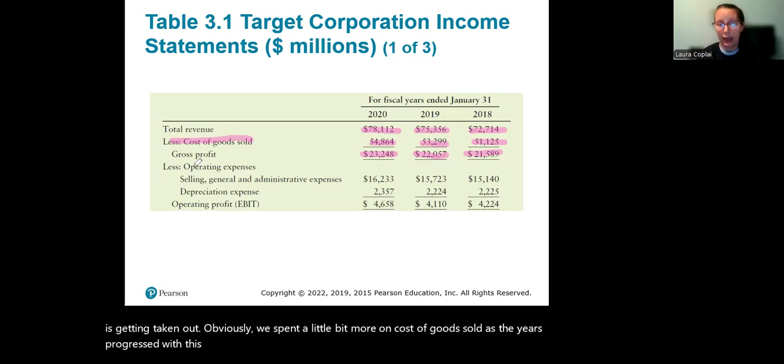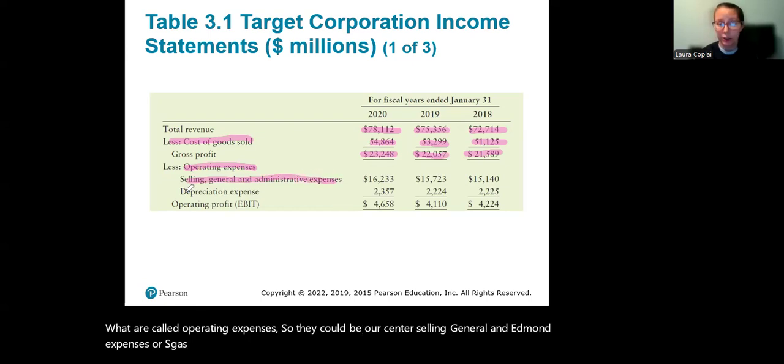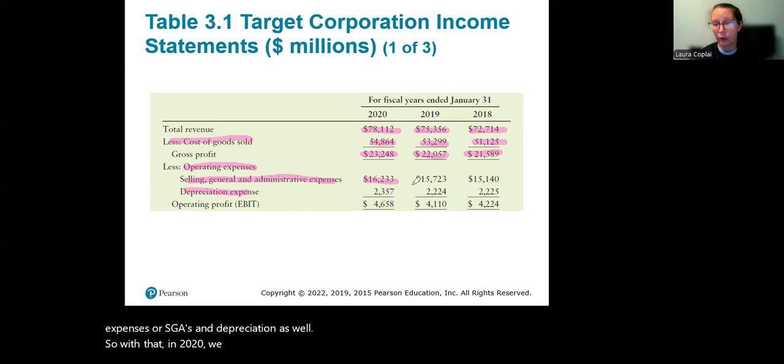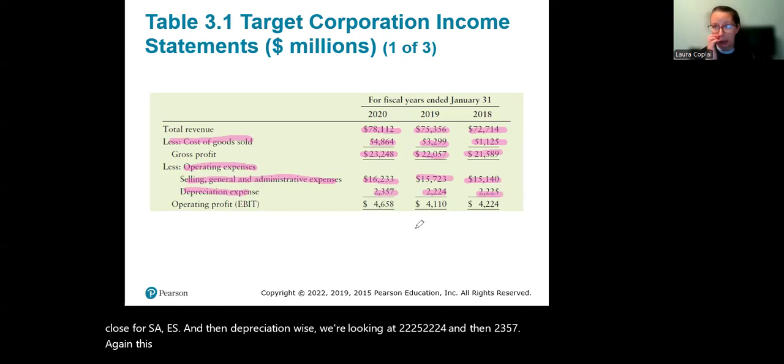With this, we also want to take out what are called operating expenses. So they could be our selling, general, and admin expenses, or SG&A, and depreciation as well. So with that, in 2020, we had 16,233. In 2019, 15,723. And then in 2018, we had 15,140. So relatively close for SG&A. And then depreciation wise, we're looking at 22,205, 22,204, and then 23,57. Again, this is depreciation. It could be on the shelving or whatnot. It's our equipment, that kind of thing that we can look at depreciating.